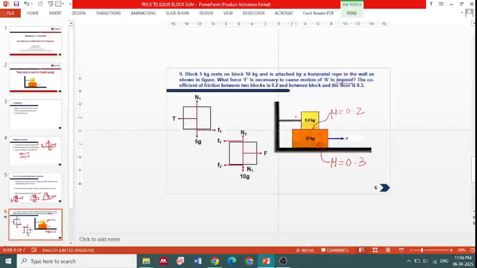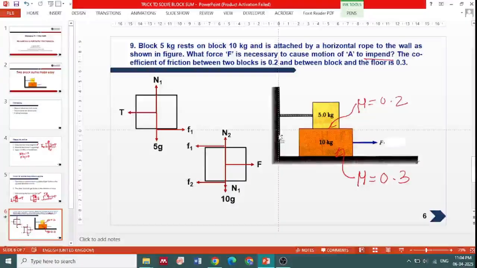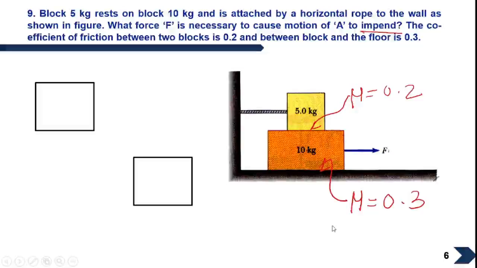As the step says, first we have to draw the free body diagram. So let us move to the full screen. And now we will draw the free body diagram of each block. First we will draw the free body diagram of the 5 kg block, and then the free body diagram of the 10 kg block.